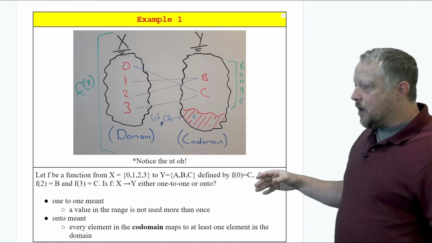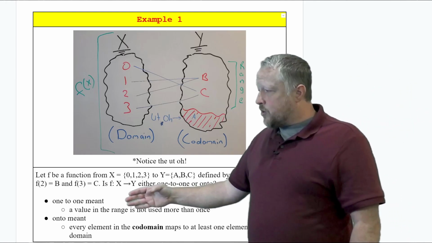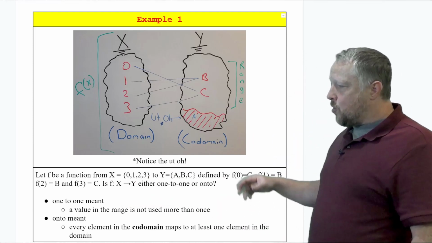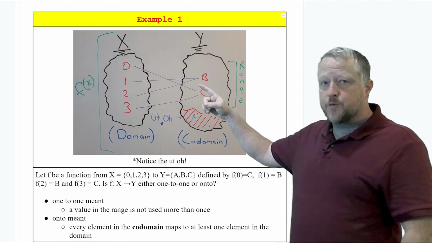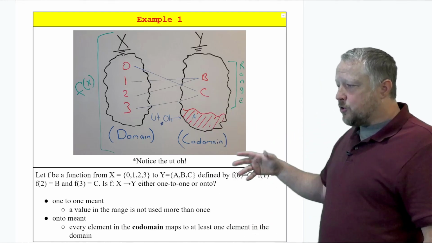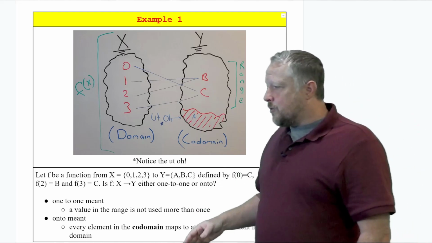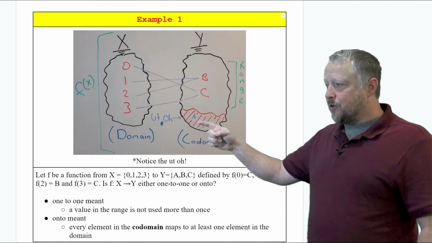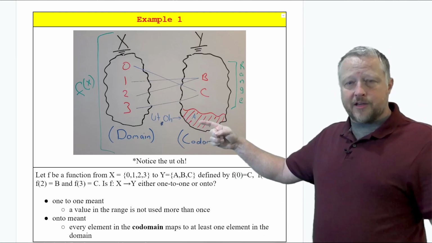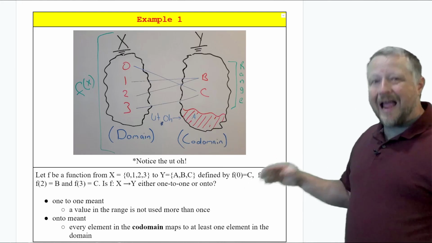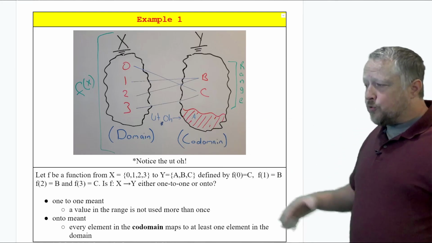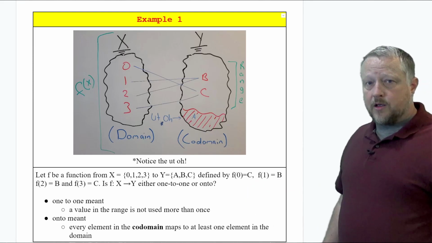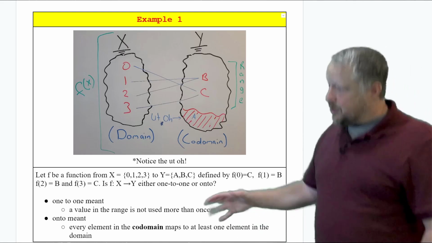So first it's asking if it's one-to-one, meaning we have a value in the range that is not used more than once. Well, that's not true. It's a no there, because B has multiple items being used for it. Onto means every element of the codomain maps to at least one element. That's also not true. A is completely unused. So in this function, both of those are going to be no, for one-to-one and for onto. So it certainly can't be bijective if it's no for both of those.